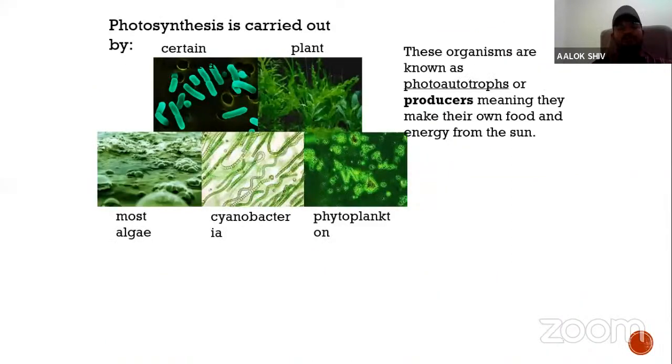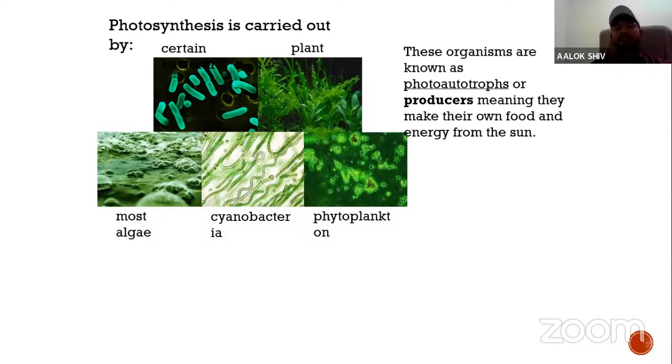Next, photosynthesis is not only carried out by plants, but also by certain cyanobacteria, blue-green algae, some algae, and also phytoplankton. In a competitive exam, you may get a question where the first option is plant, next is cyanobacteria, third is phytoplankton, and the last option is all of the above. Those who are not aware will mark the plant, but cyanobacteria and phytoplankton also do photosynthesis.